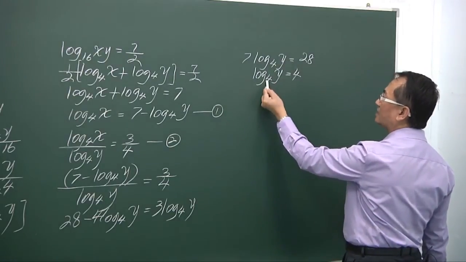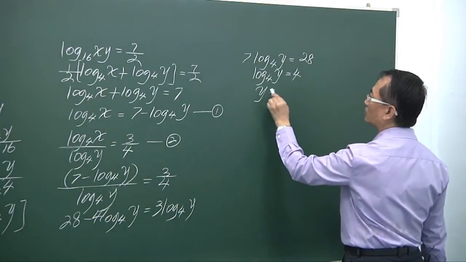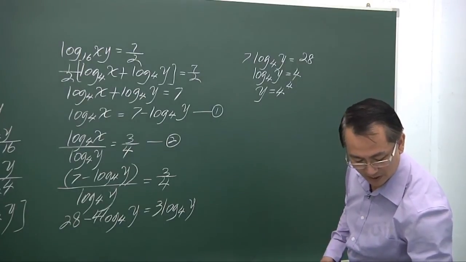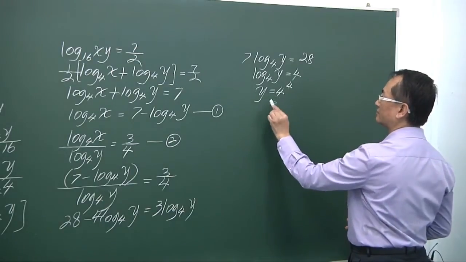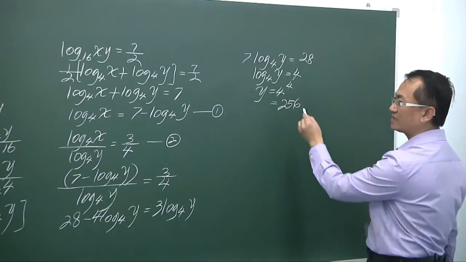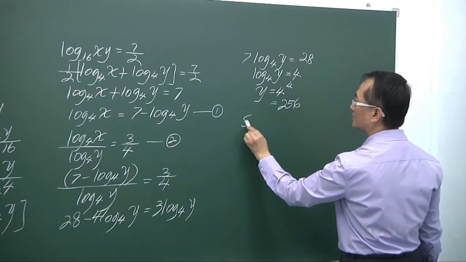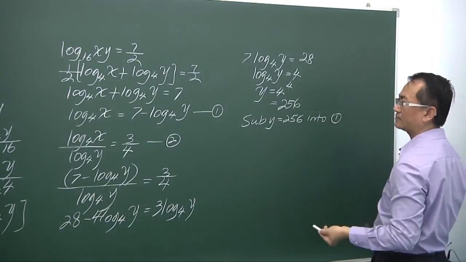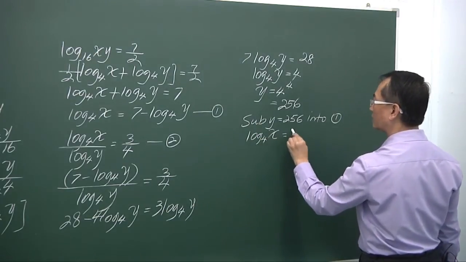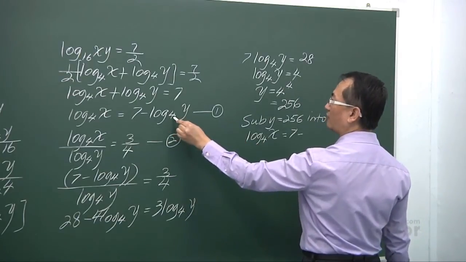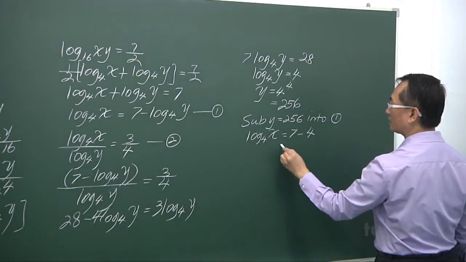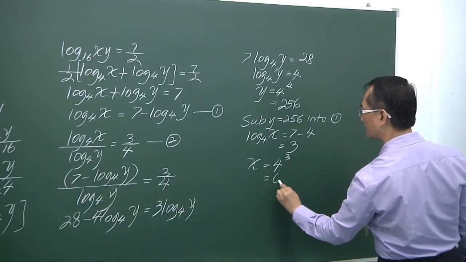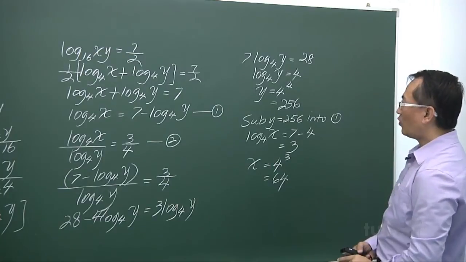So this is the base, this is the index. So y is equals to 4 to the power of 4. And that will give me a result of 4 to the power of 4, 256. So with this result, I can then substitute y equals 256 into equation 1. So I have log base 4x equals to 7 minus the log base 4y is just a 4. So I have a 3 here. This is the base, this is the index. So x is equals to 4 to the power of 3, which is 64. So the x and y are solved.